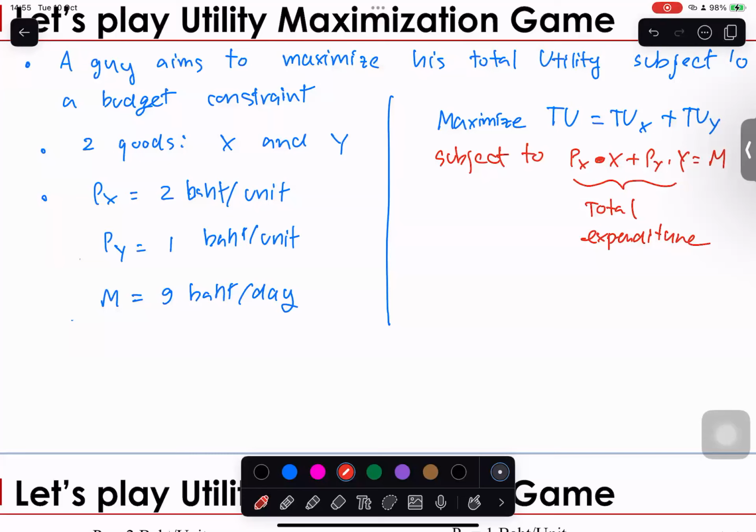The question is, what would be the ideal combination of X and Y that fulfills this goal, max TU?